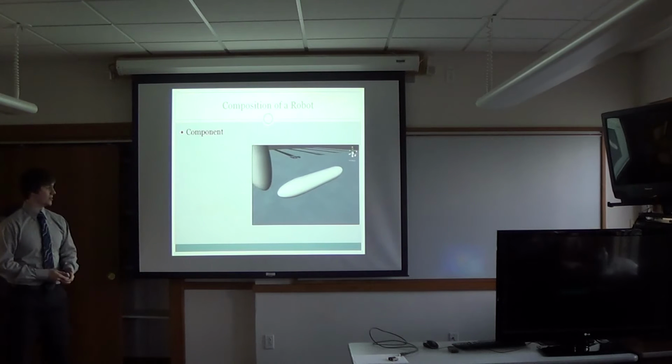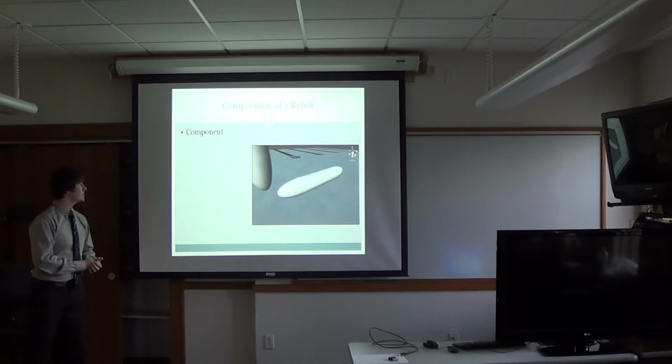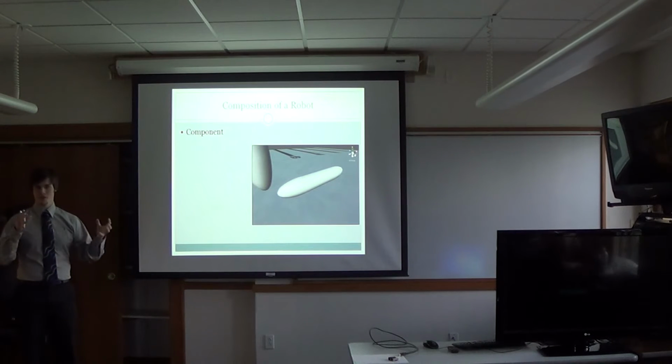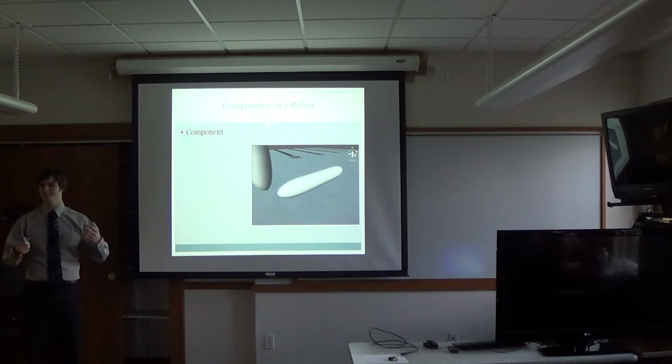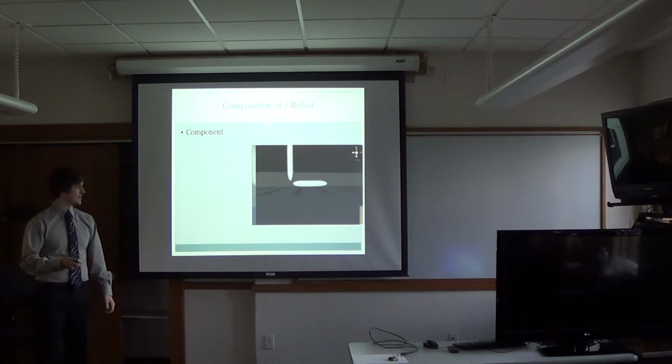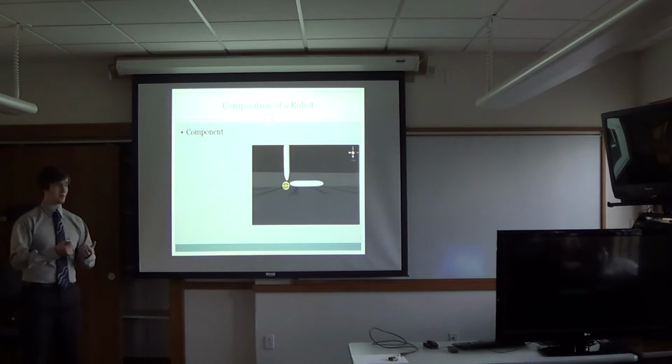All right, so what's a robot made of? We start with a small component, which is like a metal bar or a 2x4 or something like that. It's a very simple, primitive structure of the robot. We take that piece and we connect it to other components with a joint.